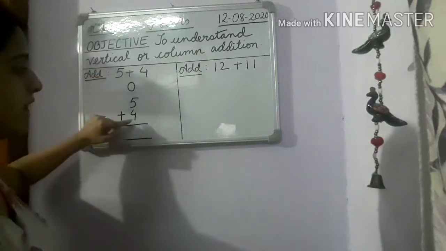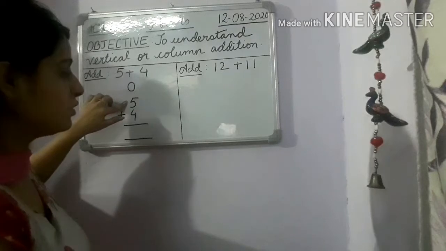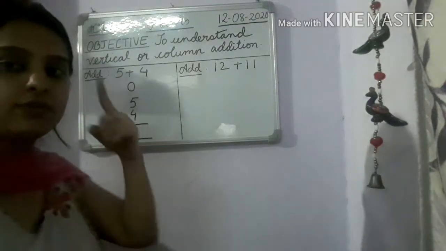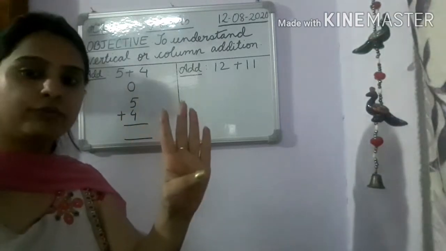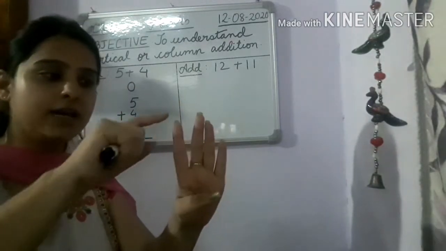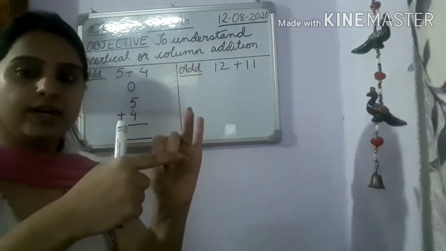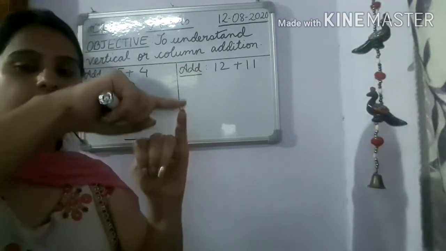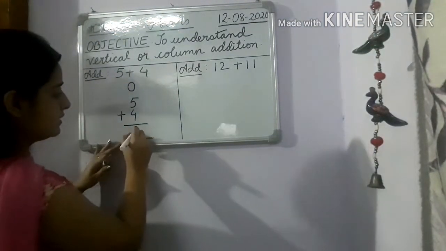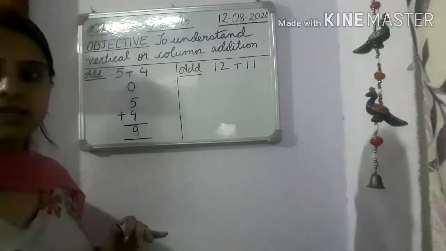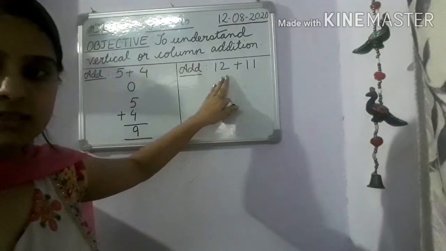Now we are going to add 5 plus 4. Now children, how can you add? Keep 5 in your mind, bigger number in your mind, open 4 fingers. After 5 you start counting 6, 7, 8, 9. So what is the answer? 9. Is it clear? Now let's start with 2-digit addition.